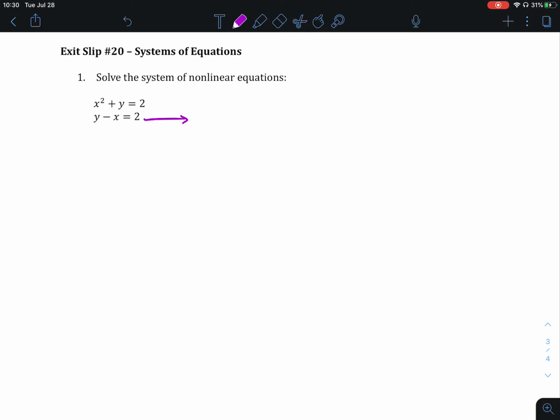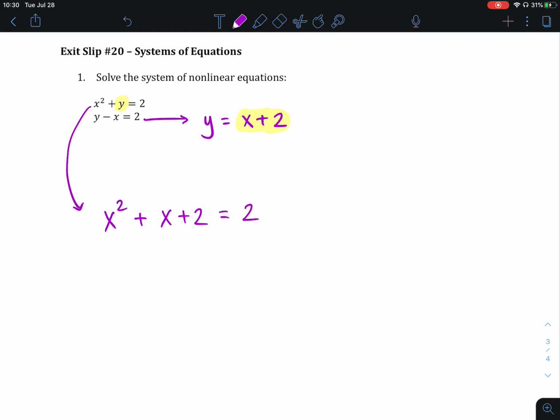You don't have to do it this way, but I would probably prefer to isolate y by adding x to both sides, so that anytime I see a y in the first equation, I can simply replace it with x plus 2. So let's try doing just that much. Rewriting the first equation, anytime we see a y, we insert x plus 2. When we do that, we end up with this quadratic equation.